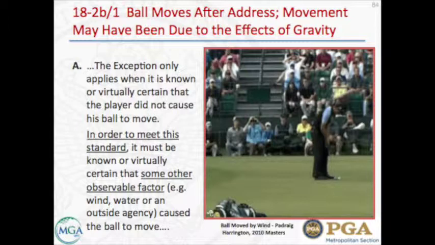This exception, the 18-2B exception, only applies when it is known or virtually certain that the player did not cause his ball to move. To meet this standard, it must be known or virtually certain that some other observable factor, wind, water, or another outside agency, caused the ball to move.